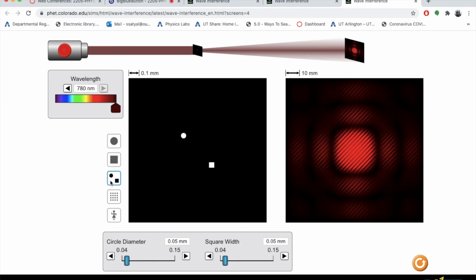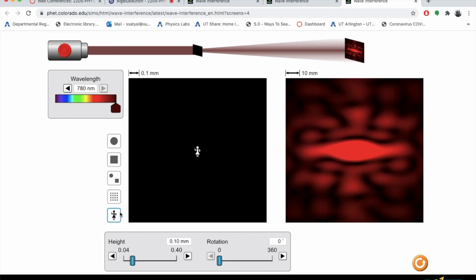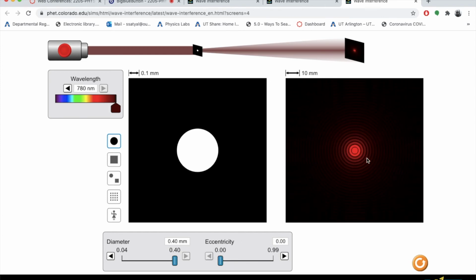I can have both, and now it's like two slits here, and you see this type of pattern. I can have multiple squares, or even a shape of a person, and so on. So you see, in short, what you see in the screen is reflected by the aperture shape and size. Okay, that's one.